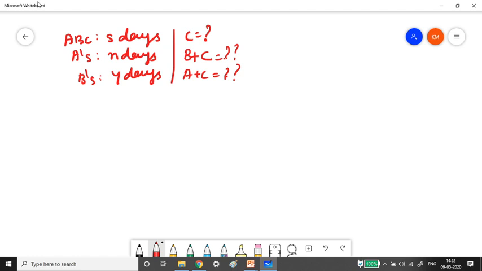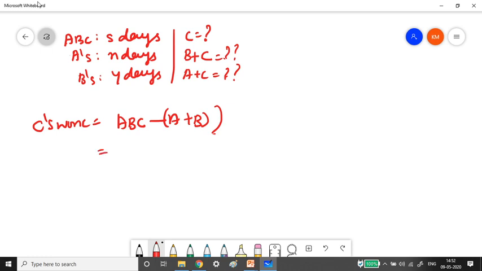Now I am going to derive the answer for you. See here, A, B, C is given and also they have given A, B. If you subtract this A, B from this A, B, C, you'll get C, right? Yes. So that is what we are going to do. We are going to subtract the two values. Just see here. C's work can be derived by ABC minus (A plus B).